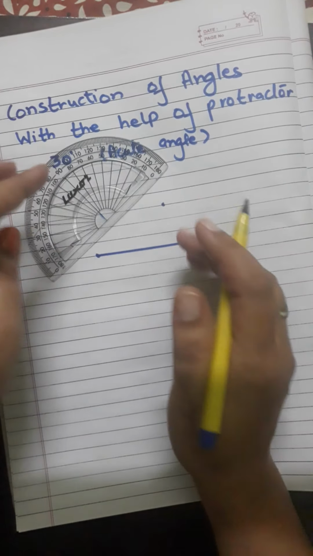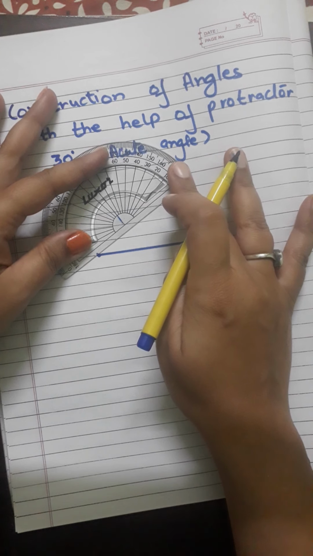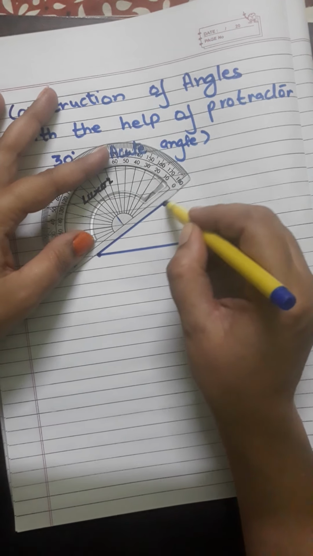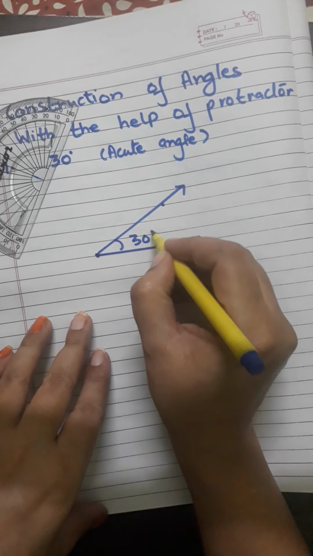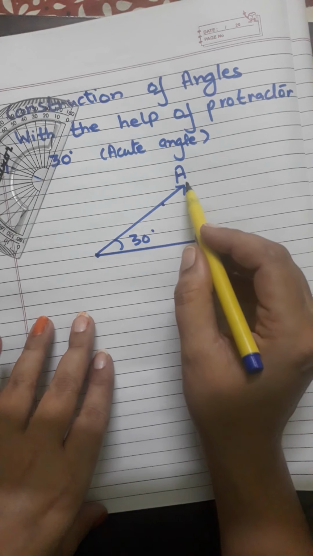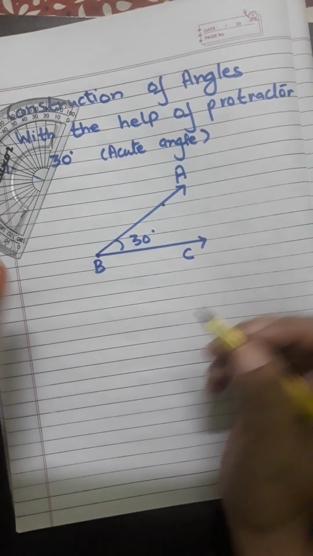Now with the help of your scale or the protractor you have to draw a straight line from this point to the point here. Now this angle becomes your 30 degree, and you can name it also. I have given it the name with the capital letters A, B and C.